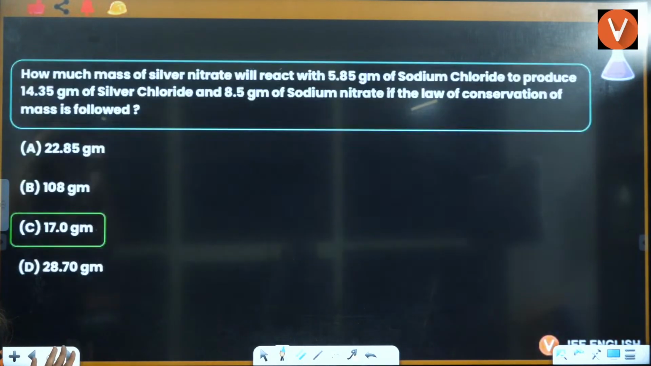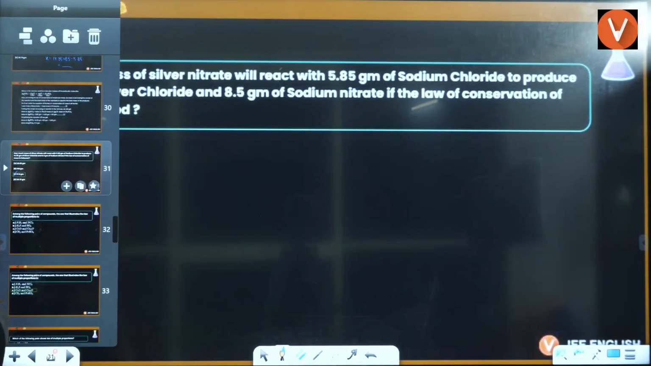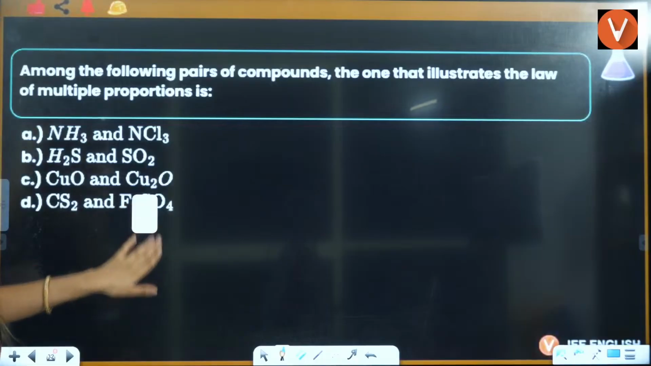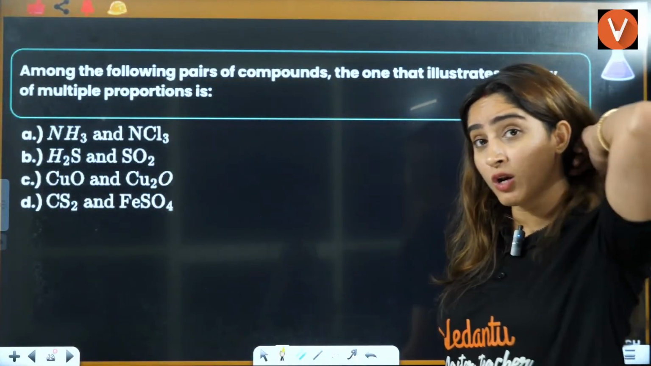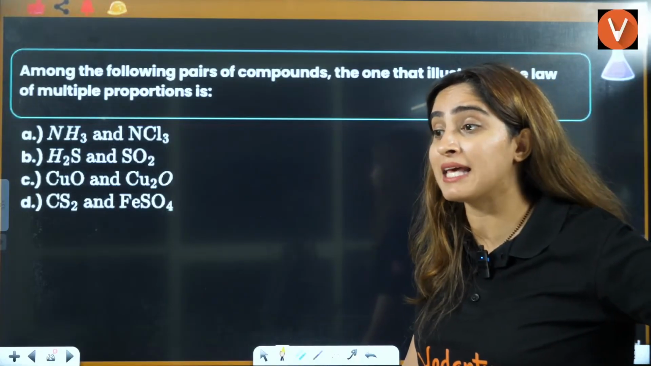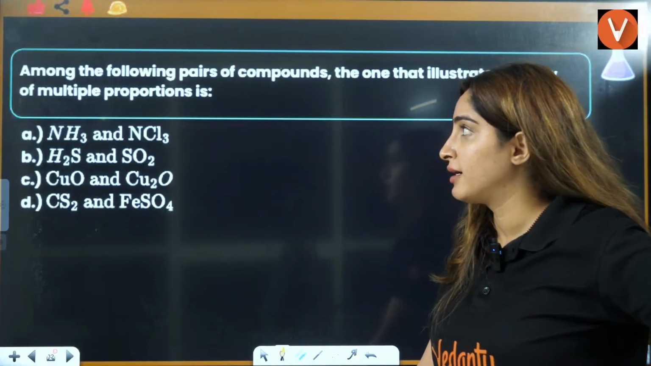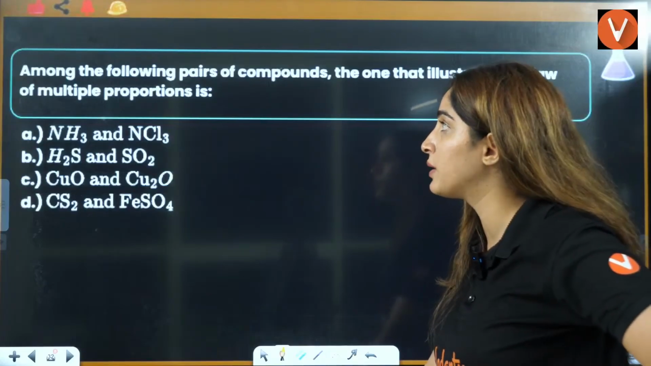Okay, so we have our answer. C is the correct answer. Now, let's talk about other 3-4 questions. Then I'll talk about one more law, and let me see who can guess the name of that law. That is not there in NCERT.